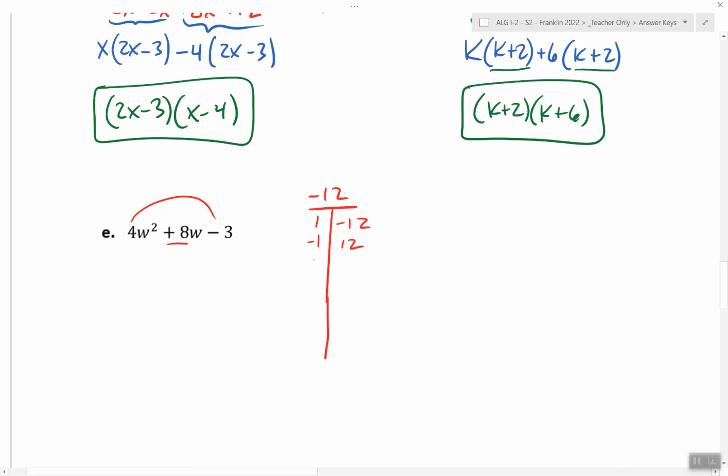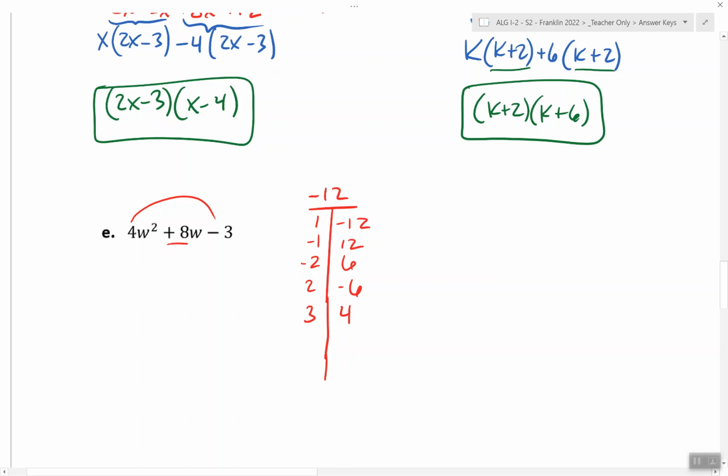So we can try 2 and 6, so the 2 would be negative. 6 plus negative 2, though, that's 4. And if we switch that, 2 and negative 6, that adds to negative 4, so that doesn't work. All that's left here is 3 and 4, so negative 3 plus 4 is positive 1, and even if we switch it, 3 plus negative 4 is negative 1, so that doesn't work either. So this polynomial, this trinomial, is actually prime.